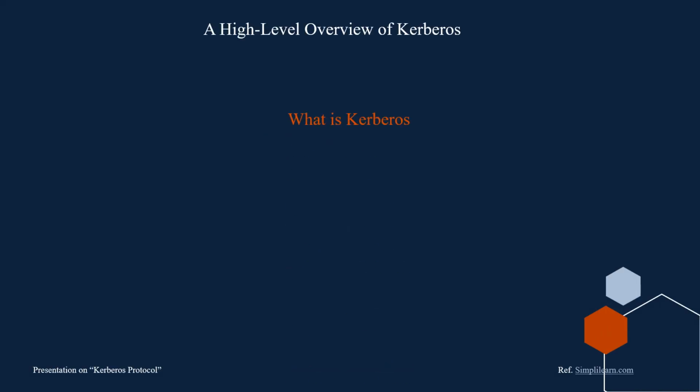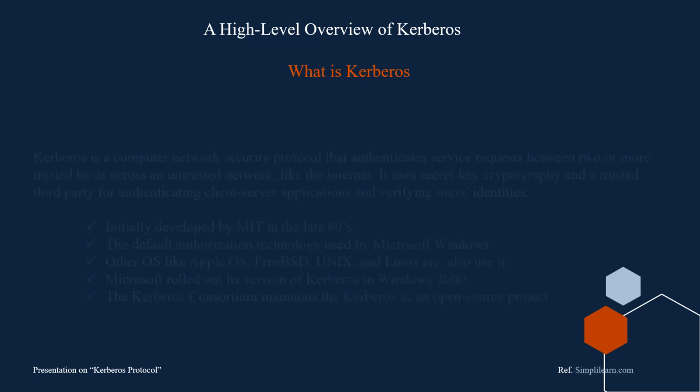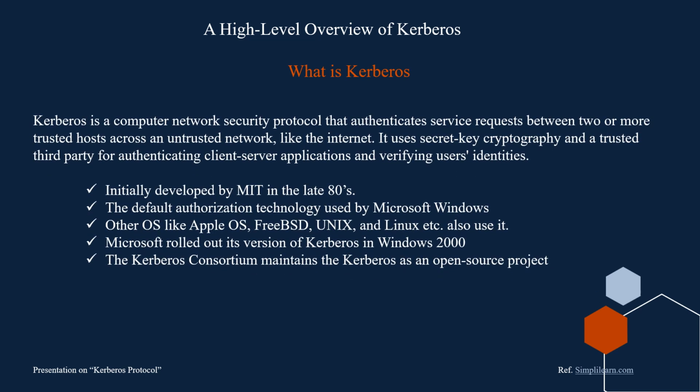Let's talk about Kerberos. What is Kerberos? So, Kerberos is a computer network security protocol that authenticates service requests between two or more trusted hosts across an untrusted network like the internet. Kerberos works in the client-server model and it is an application layer protocol. It uses TCP or UDP based on its implementation for data transformation.